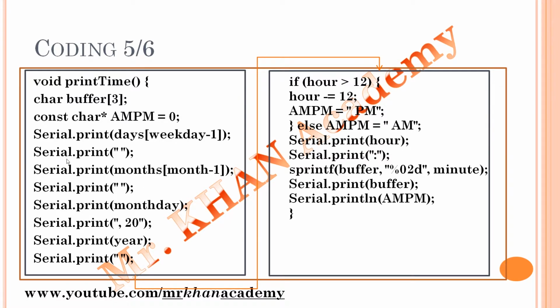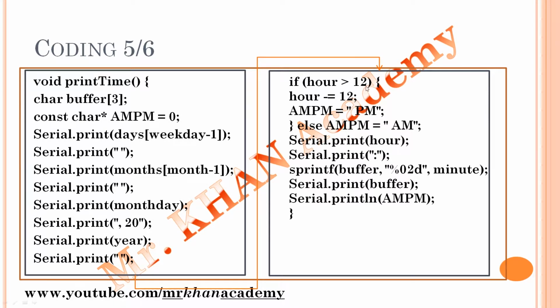And similarly, after that we will print some space, and after that we will print the month. Again for the month we are also using the array, and the same thing, we are using month minus 1. Again we will print some space, then month day, it is an integer value, so no need to do minus 1 and all those things. Whatever data we got, we will print it. Then 20, year, space. Now we need to check whether it is AM or PM. For that purpose, what exactly we are doing, we'll check the hour.